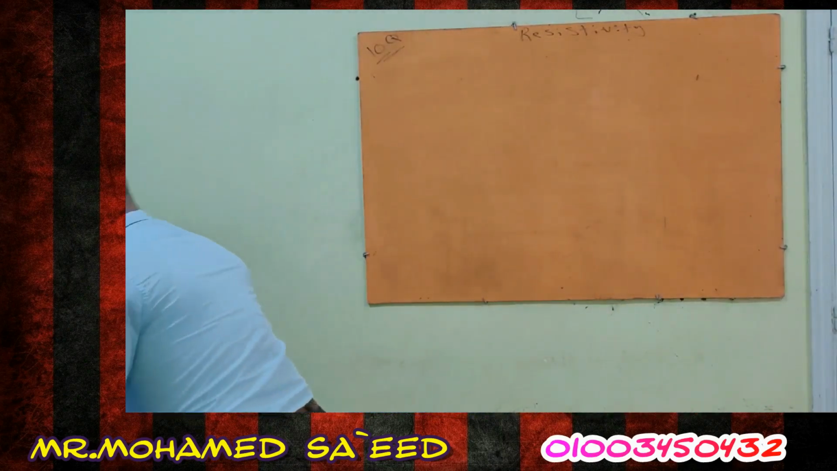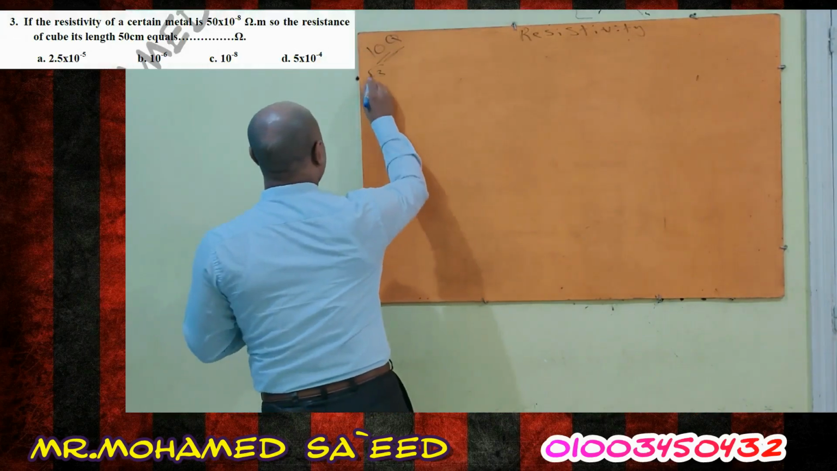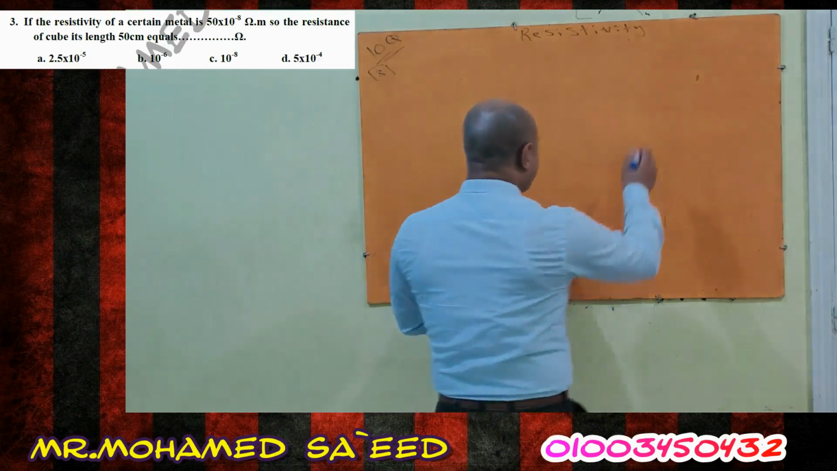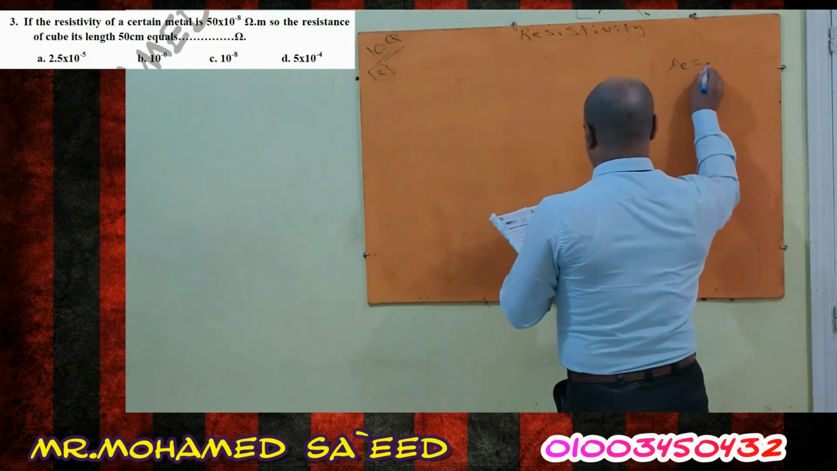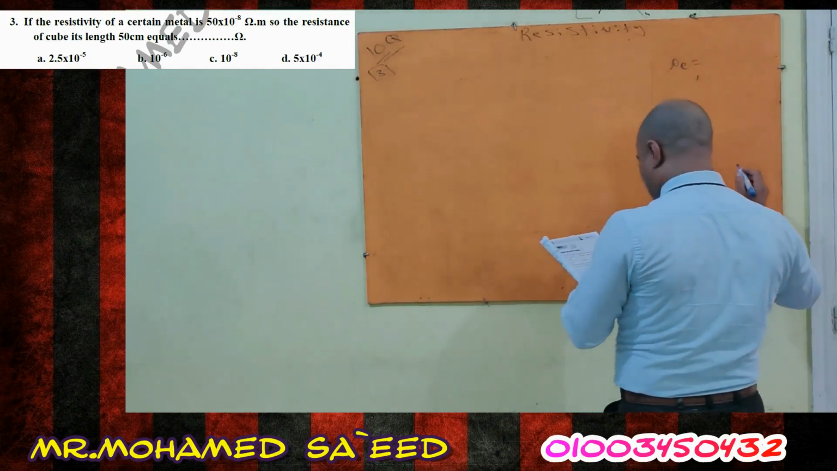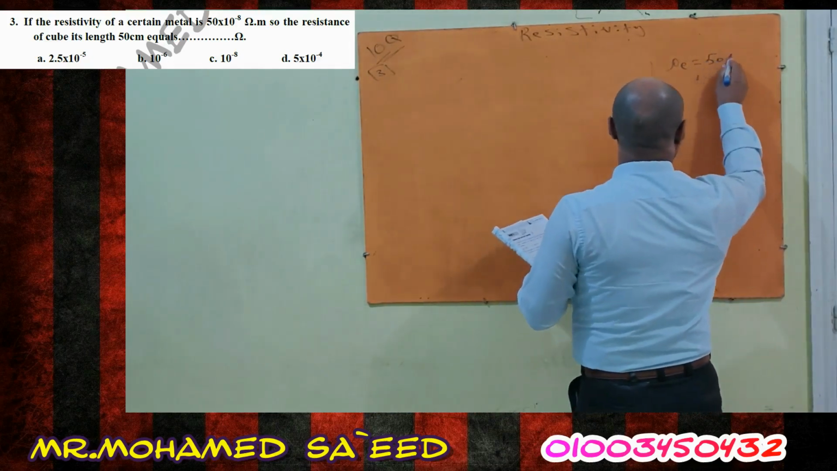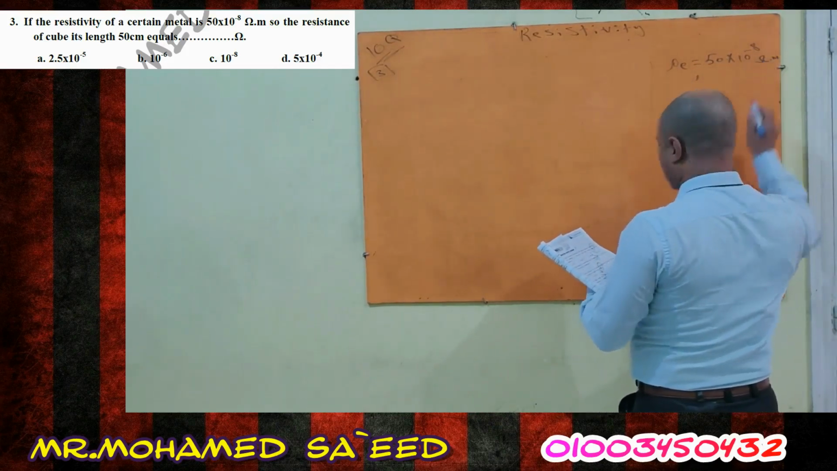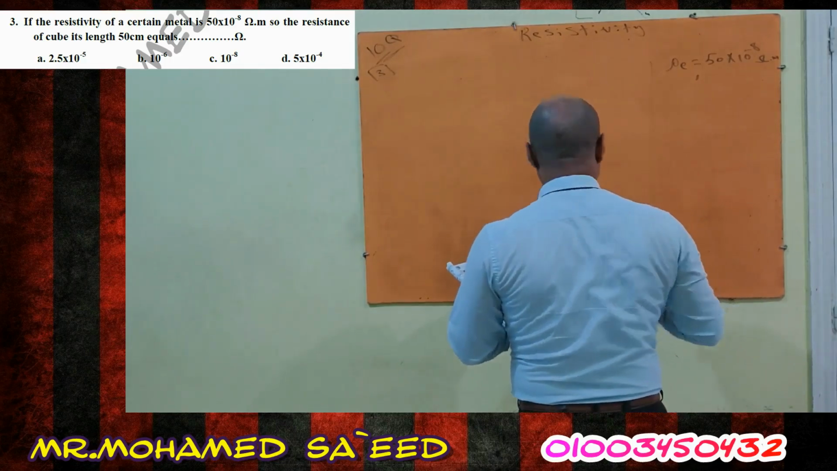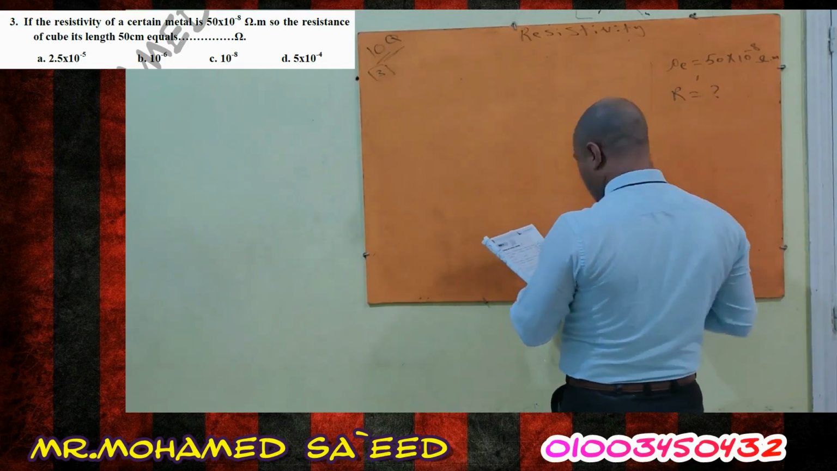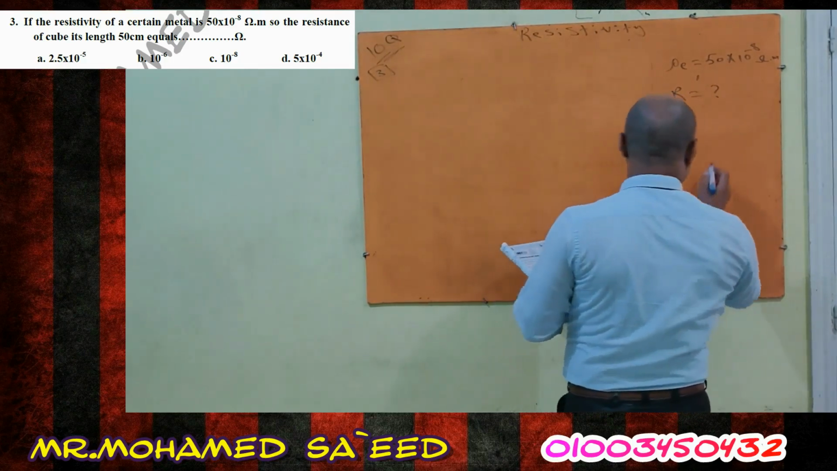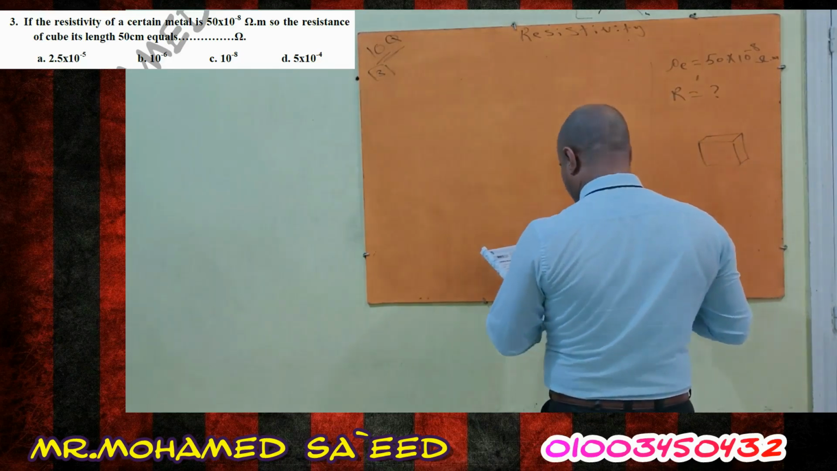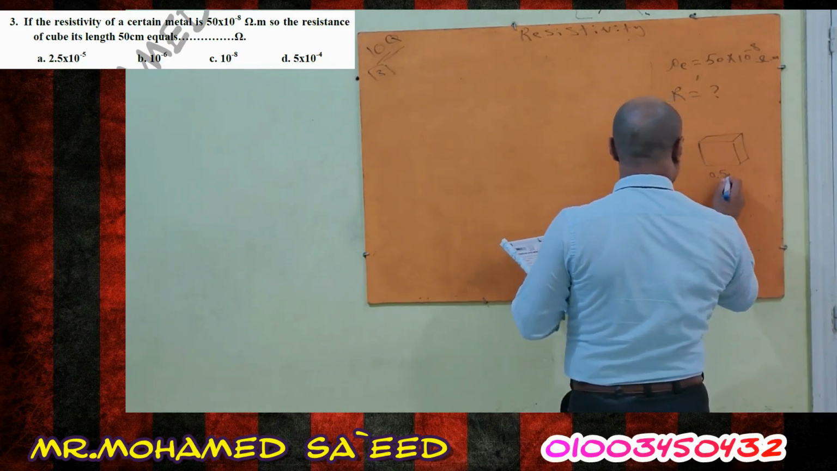Question number 3. If the resistivity rho of a certain metal equals 50 times 10 to the power negative 8 ohm meter, the required is the resistance of a cube. We have a cube, its length 50 centimeter, so 0.5 meter.